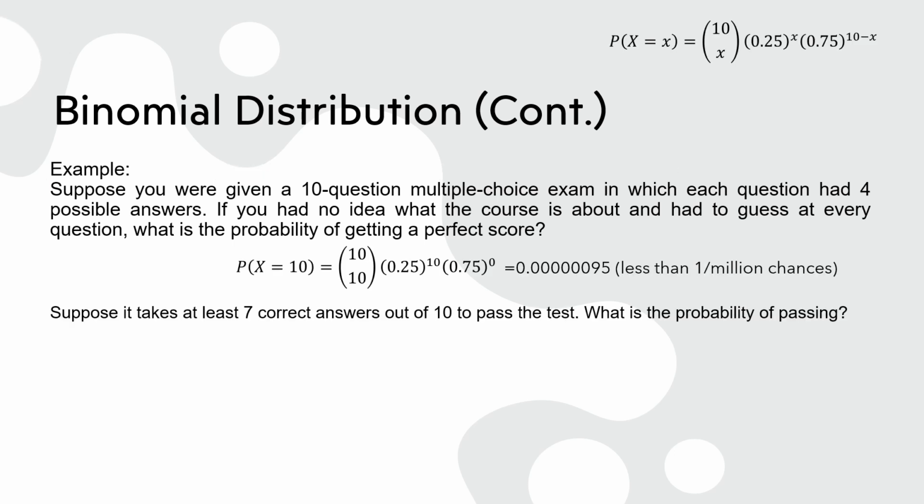This is a binomial distribution because there are a fixed number of trials, 10 questions, and each trial or question has 2 possible outcomes: correct, success, or incorrect, failure. The probability of success, getting the correct answer, is the same for each question, which is 0.25. The trials, questions, are independent, meaning the outcome of one question does not affect the others.